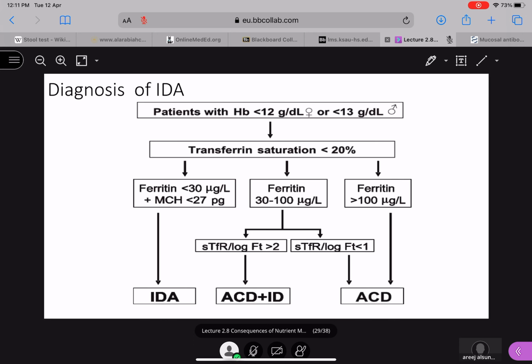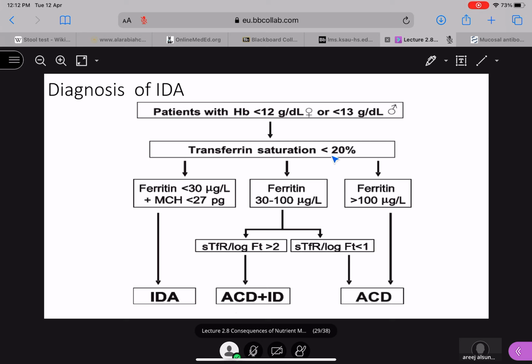How do we diagnose iron deficiency anemia? If we have hemoglobin less than 12 in females or less than 13 in males, then we check transferrin saturation. If it is less than 20%, the ferritin is low and MCV is low, then this is iron deficiency anemia. If ferritin is between 100 and 300, which is not very low, then we go for the transferrin-ferritin log, which is a special curve. And if it is high, then this is anemia of chronic disease plus iron deficiency anemia.